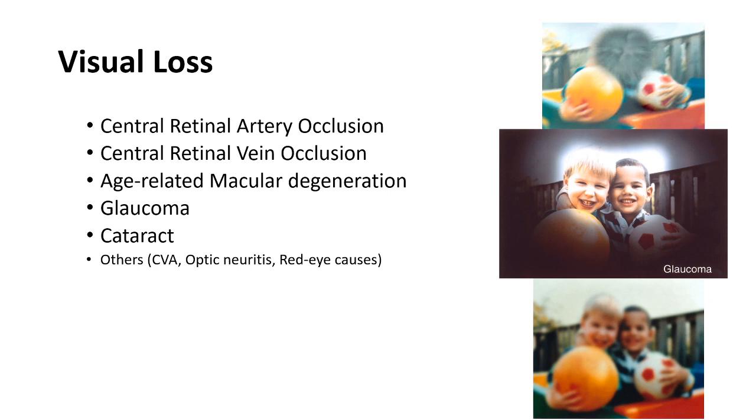These include central retinal artery occlusion, central retinal vein occlusion, and the more common age-related macular degeneration, cataract, and glaucoma. Red eye conditions can also cause visual loss. Stroke and optic neuritis can be revised as part of neurology, and thus they have not been mentioned in this presentation, although they are important causes of visual loss.